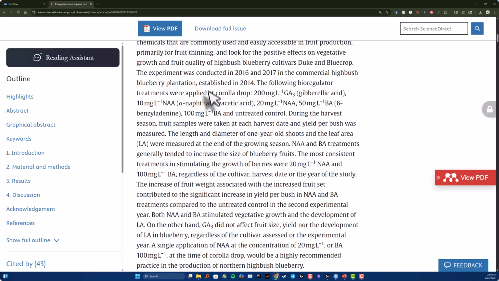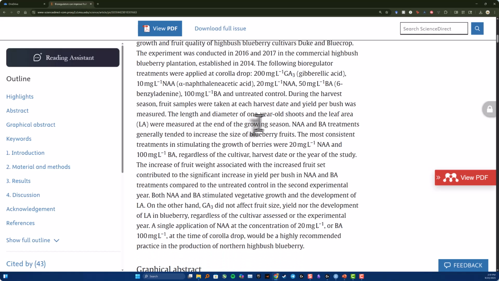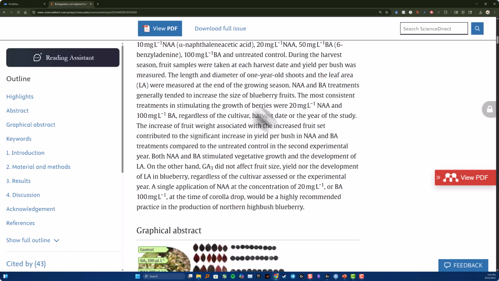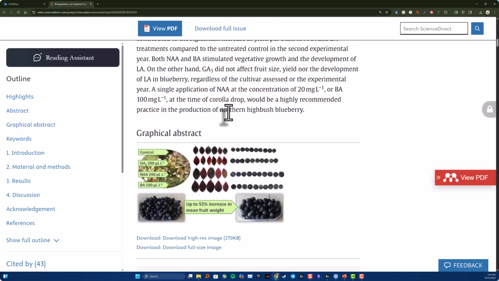So I'm looking here at the abstract. I see that they have 100 ppm BA and untreated control. You can read down here. NAA and BA treatments generally tended to increase the size of blueberry fruits. Okay, cool. So I know that they're going to include some data about the fruit size of blueberry fruits. And so from this, I really know that this paper does include applications of cytokinin, and it also includes the results of increasing in fruit size.